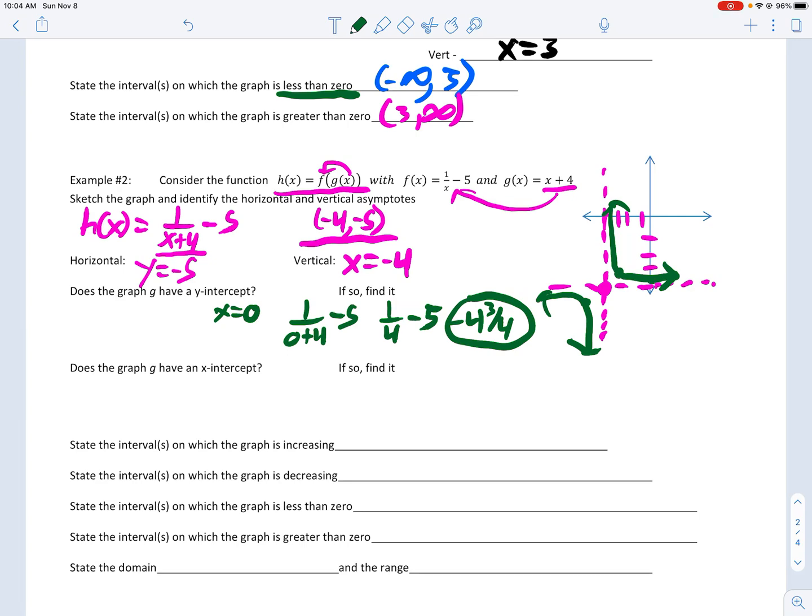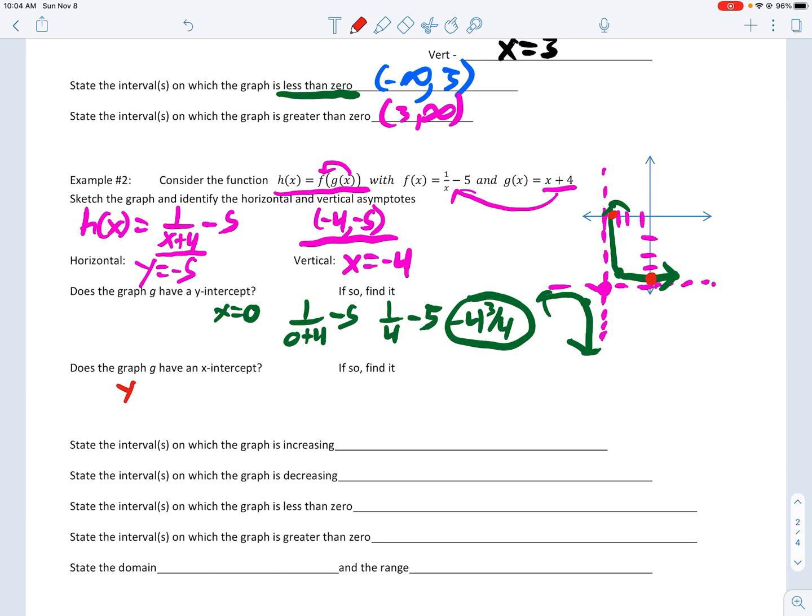Which is about right where I have it. Right? So there we go. Okay. So now the next thing, right? Does it have an x-intercept? Yes, it does. We can see that.